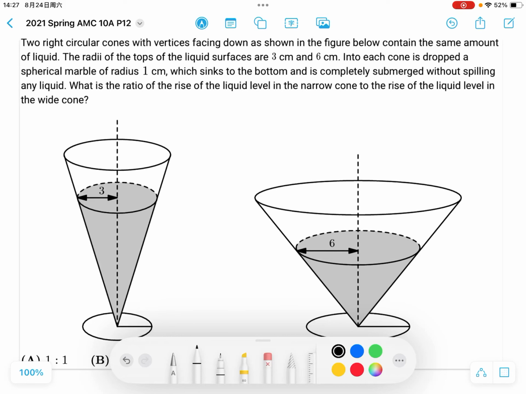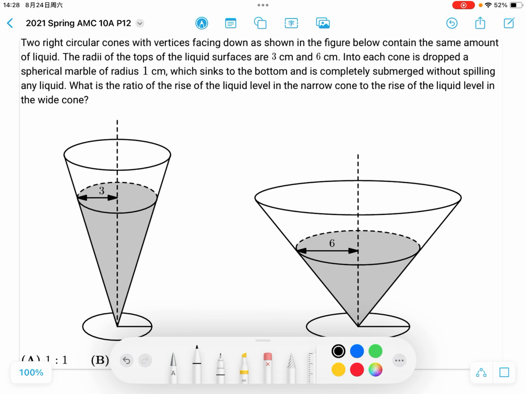This is 2021 Spring AMC 10A Problem 12. Two right circular cones with vertices facing down, as shown in the figure below, contain the same amount of liquid. The radii of the tops of the liquid surfaces are 3 cm and 6 cm. Into each cone is dropped a spherical marble of radius 1 cm, which sinks to the bottom and is completely submerged without spilling any liquid. What is the ratio of the rise of the liquid level in the narrow cone to the rise of the liquid level in the wide cone?